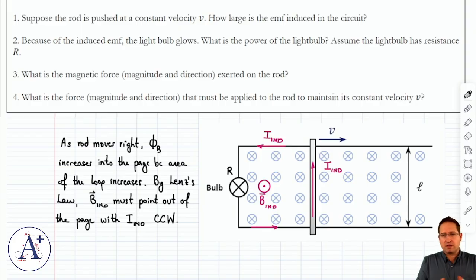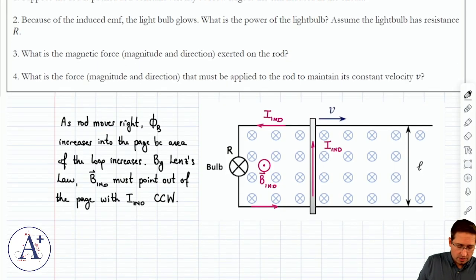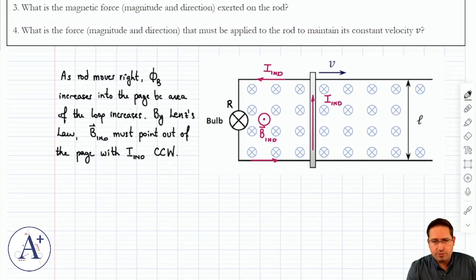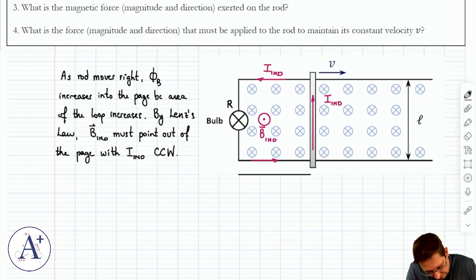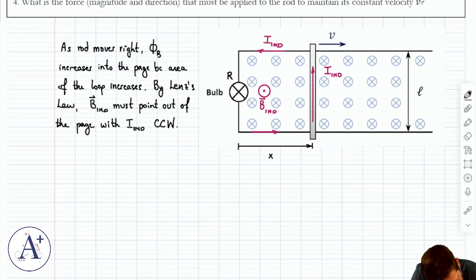Now, if we want to find epsilon induced, the induced EMF around the loop, we need to use Faraday's law. But in order to use Faraday's law, we first have to determine what the magnetic flux through the loop is. So, we know the dimensions of the loop, sort of. I mean, we know L here. The question is, what is this length here, right? And that's a little trickier because that is going to change. Now, perhaps a good name for it would be X. After all, that denotes the position of the rod, and as the rod moves to the right, X is going to increase.